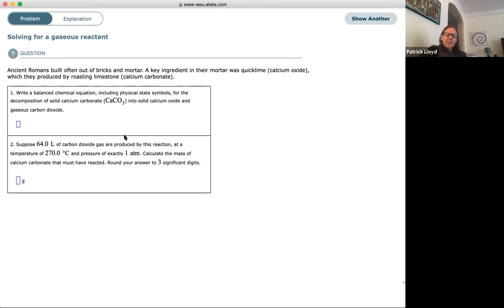I'm not going to talk about calcium oxide and all that kind of stuff. It's interesting, the history of these substances. Write the balanced equation, including physical state symbols, for the decomposition of solid calcium carbonate, CaCO3, into solid calcium oxide, CaO, and gaseous carbon dioxide, which is CO2. And then you're going to do your little calculation.